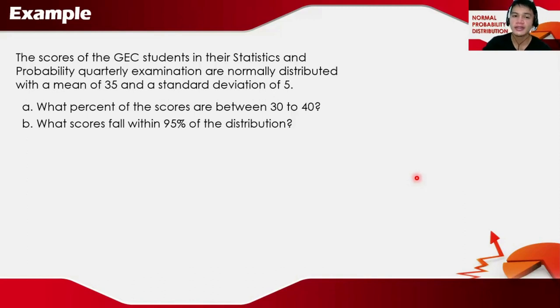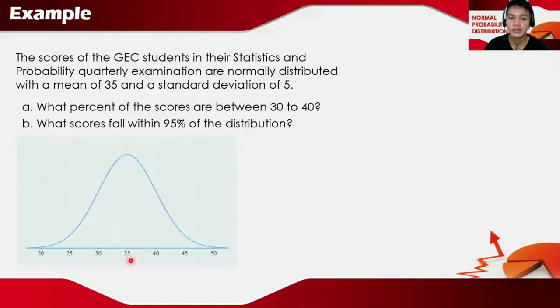To answer, let me give you the normal curve of this problem. Since our mean is 35 and our standard deviation is 5, we will expect this kind of normal curve where 35 is in the middle since it's our mean. Since it has a standard deviation of 5, it has a distance of 5 here. To answer letter A, what percent of scores are between 30 to 40? Since 30 to 40 is here, it will give us 68.27%.